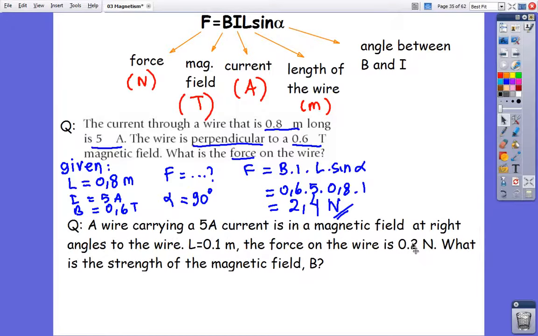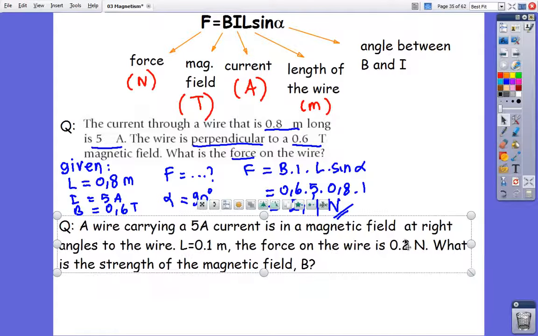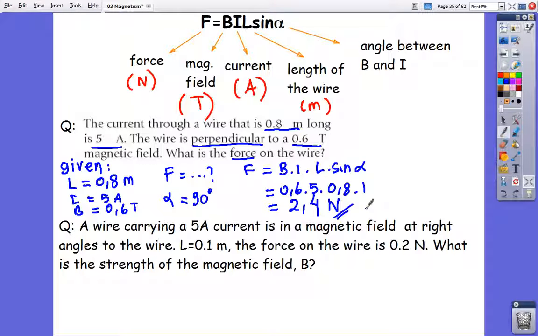Now the second question. A wire carrying a 5 ampere current is in a magnetic field at right angles. Right angles means perpendicular to the wire. The length of the wire is 0.1 meters. The force on the wire is 0.2 Newton. What is the strength of the magnetic field B?